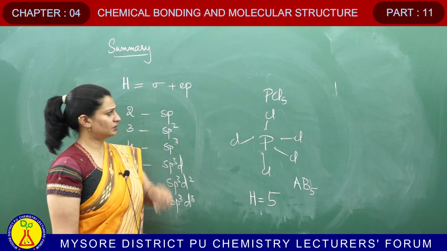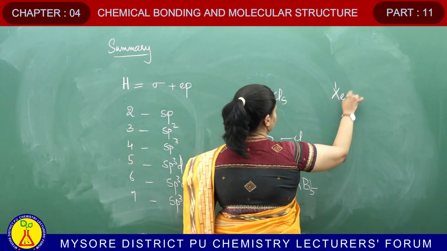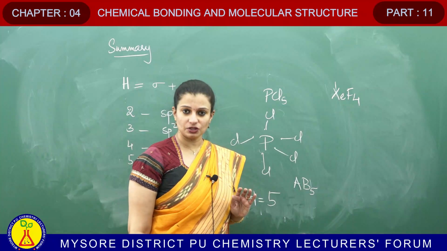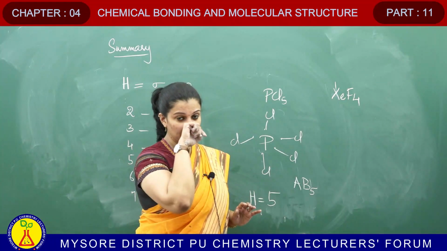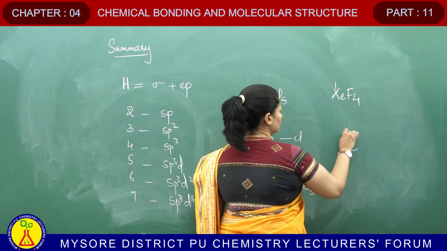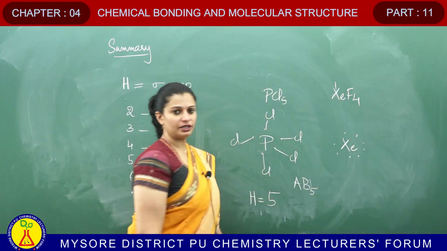Now let us confirm this concept by taking another example. Let me go for XeF4. The central atom belongs to group 18. Group 18 will have 8 valence electrons. So for xenon, randomly put 8 dots. I have put 8 dots.